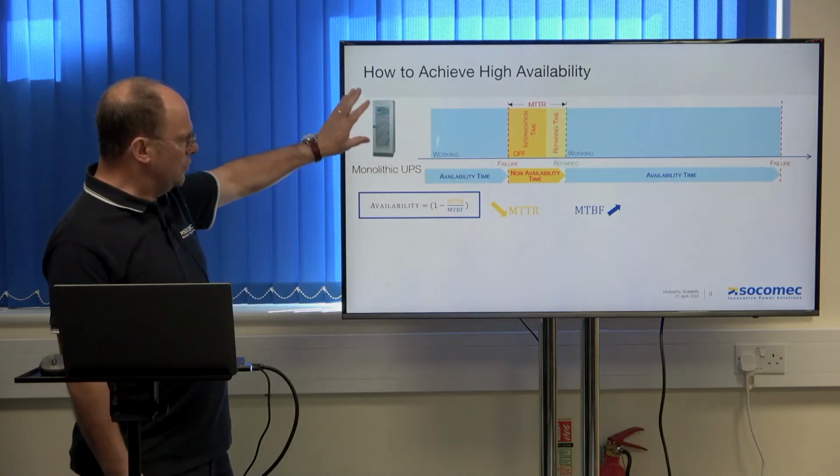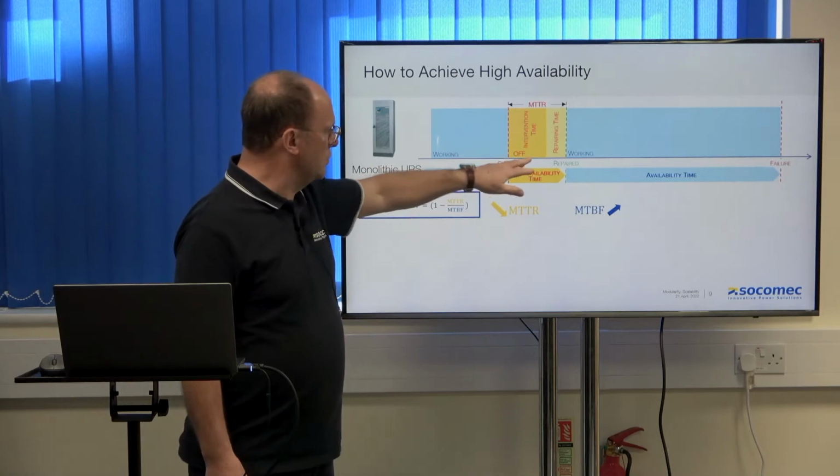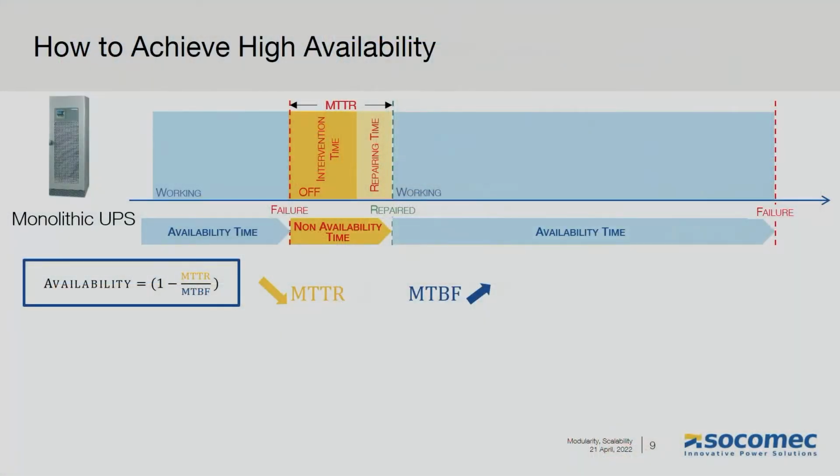So in this example, if we've got just a single UPS with no redundancy, if there's an issue, we've got a failure, no power to the load. It's going to take time for an engineer to come to site, it's going to take time for him to repair it, and then we're back online again. So you've got that time where there's no power available.